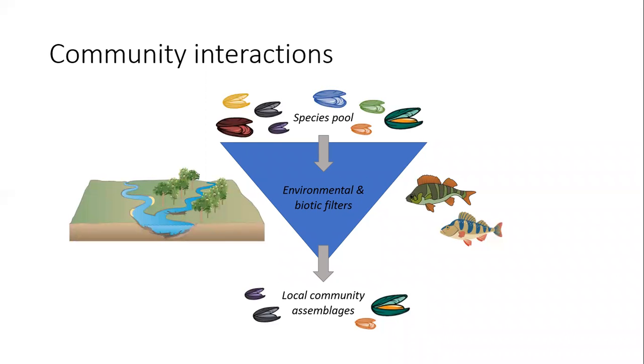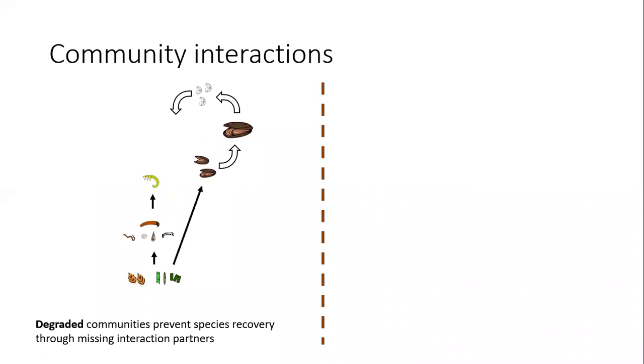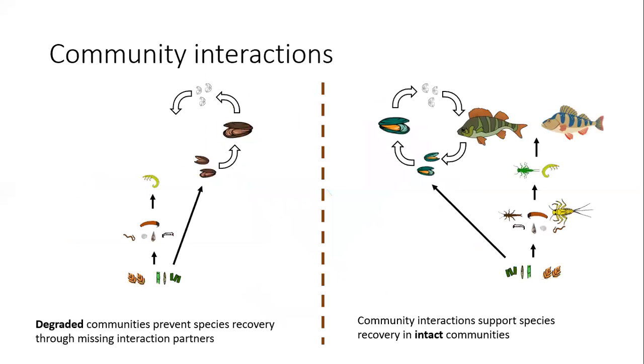Firstly, we need to understand which species occur together after environmental and biotic filters shape the potential species pool into the realised local community assembly. For example, the occurrence of suitable habitat conditions or host fish. And then we also need to understand the trophic interactions that occur between mussels and other species groups, including other benthic invertebrates as well as fish. Now, degraded communities are likely missing species and so may lack the interactions needed to support mussels. Therefore, restoration seeks to restore these connections to recreate self-supporting ecosystems.